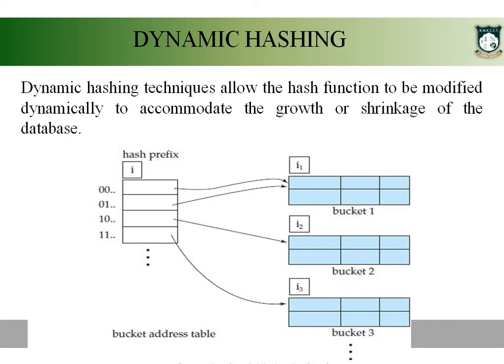2 power 3, right? Then you will be having 8 buckets. 2 power 3 is 8, right? So you will be having 8 buckets. So the first bucket will be 000, then the second bucket will be 001, then 010, 100.